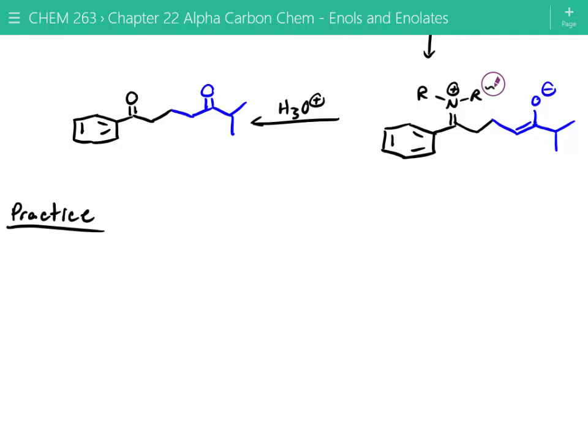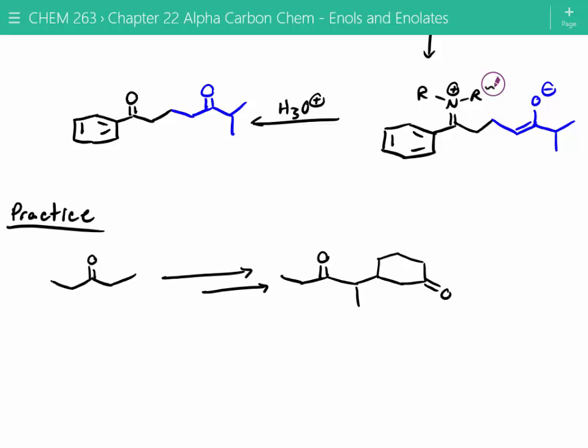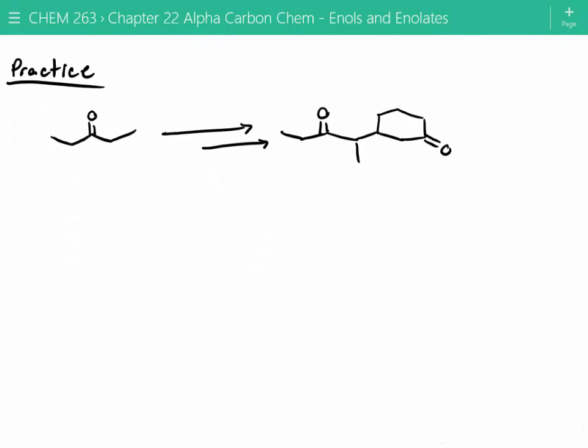Okay, this time we've got 3-pentanone as our starting material. And this is going to be multi-step, so I'll do a couple arrows. We want to synthesize this product. And you can use other organic reagents as necessary.